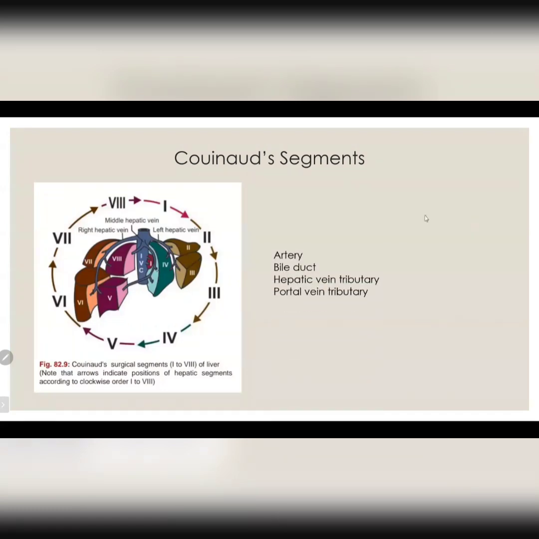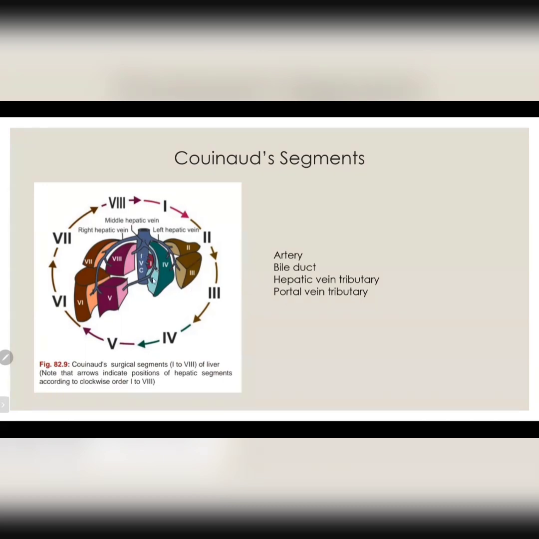And this division is based upon the fact that each of these 8 segments has an independent branch of hepatic artery, a separate branch of bile duct, and is drained by a separate tributary of hepatic and portal vein. And in between the segments, the main hepatic vein passes through. The hepatic veins are intersegmental in position.